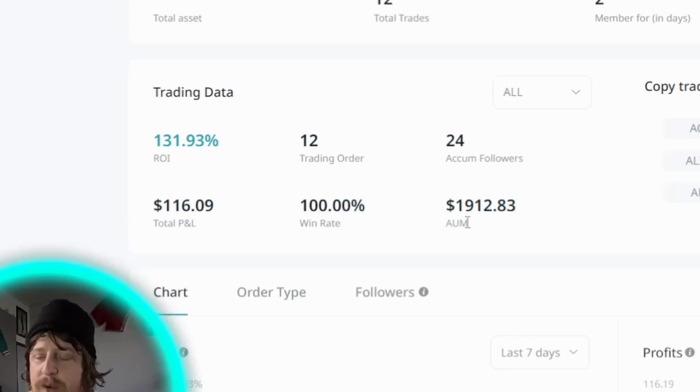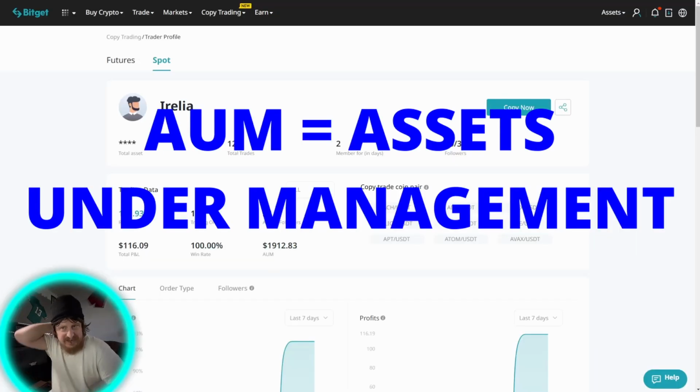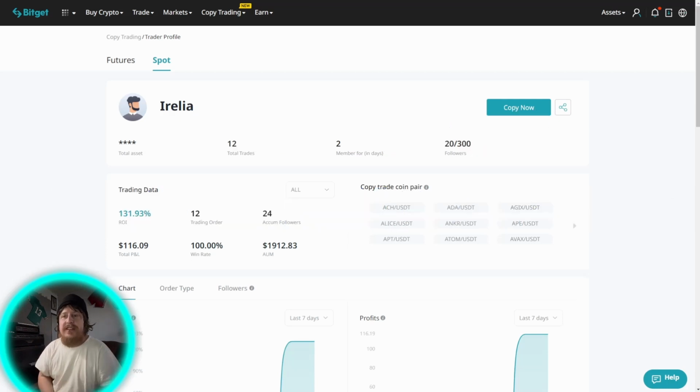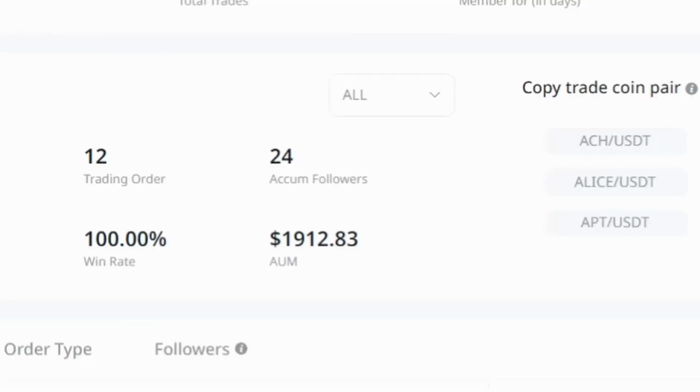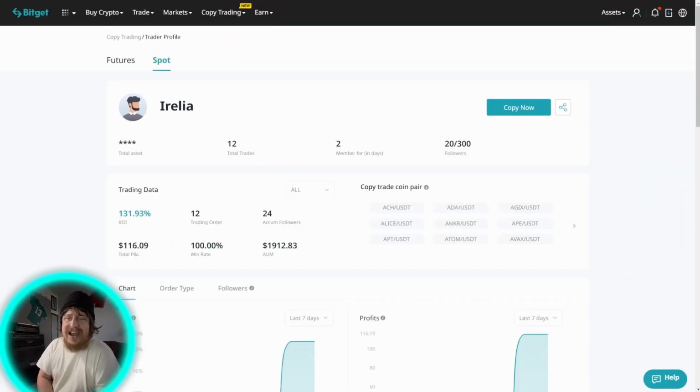And then over here where it shows AUM, they have 1,912.83. And what is AUM, you might ask? Well, this is a big one. It stands for Assets Under Management. This would be a good way for you to track how much confidence other people have in his trades. In this case, it means that $1,912 are being trusted to him from these 20 followers to perform trades on their behalf. So as you can see, there's a lot to dive into as you try to decide which traders are worth following, should you choose to do so.